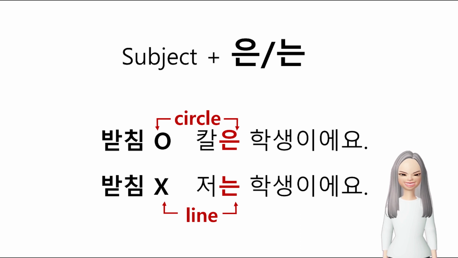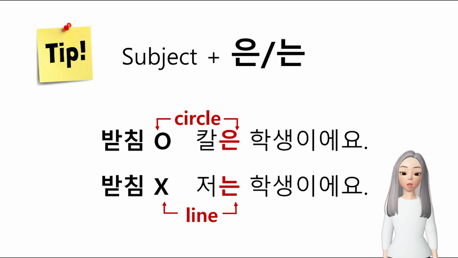Yeah, it is complicated, but here's an easy tip. So let's think of OX for yes and no. If 받침 yes, then think of O, and it is 은. So it will be 칼은 학생이에요. If there is no 받침, then think of X. So it is composed of line, which is also similar to how 는 looks like. So it becomes 저는 학생이에요.